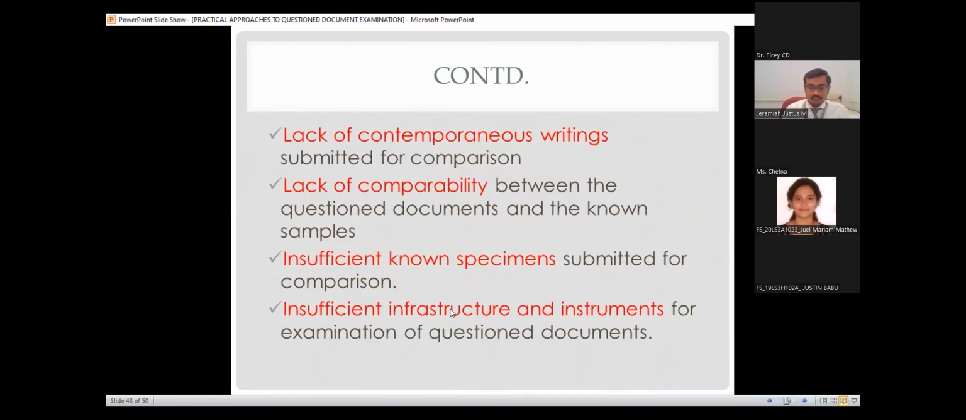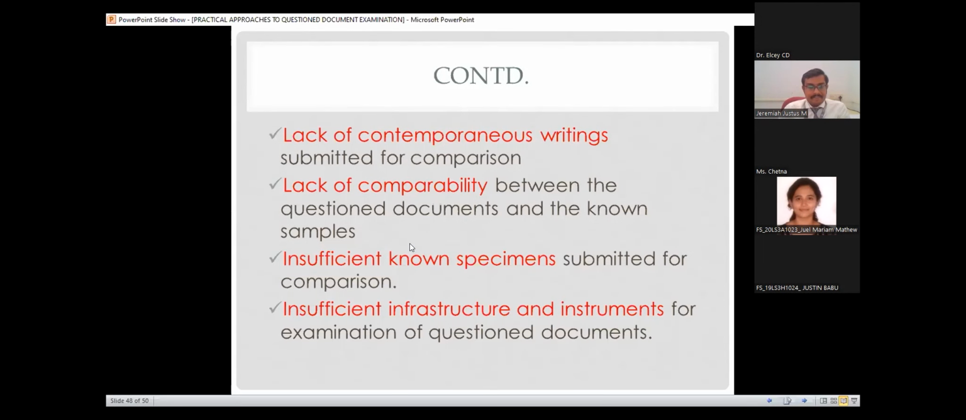Then there is the lack of contemporaneous writings submitted for comparison. Contemporaneous means that whenever the questioned document is generated, the known handwriting must be from around that period. For example, if I have written a particular writing in 2020, then the known writings for comparison must be around 2020, either before or after. Then lack of comparability. For example, some individuals put initial signatures, and there will be fewer characteristics which can be examined. So that is another limitation.